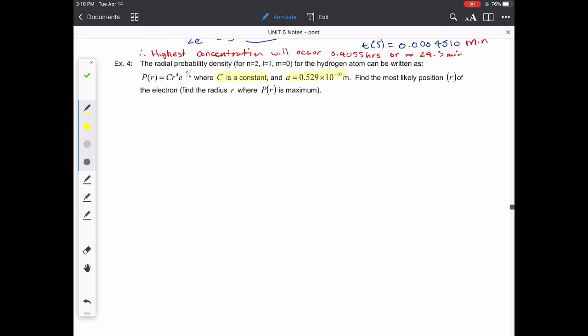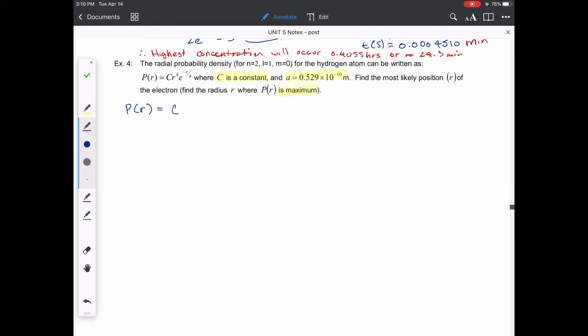It says find the most likely position R of the electron, i.e. find the radius R at its maximum. So we know it's going to be some kind of maximum. All right, so let's see what we have to do here. Keep that all in mind. So let me write the function down again.